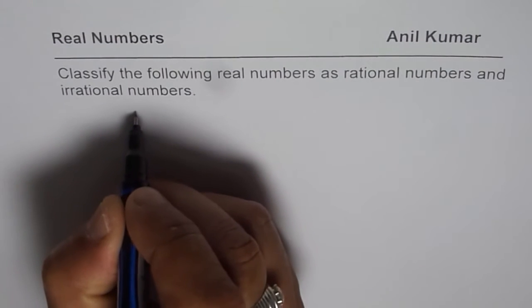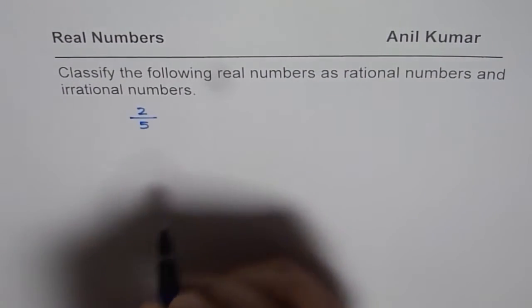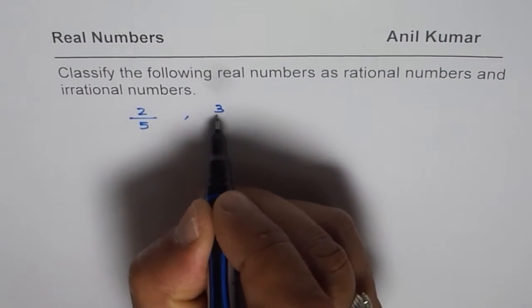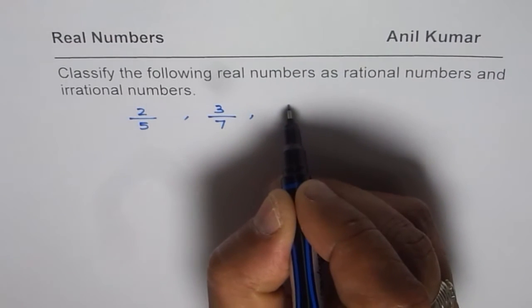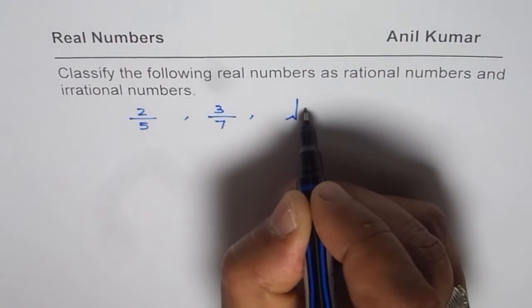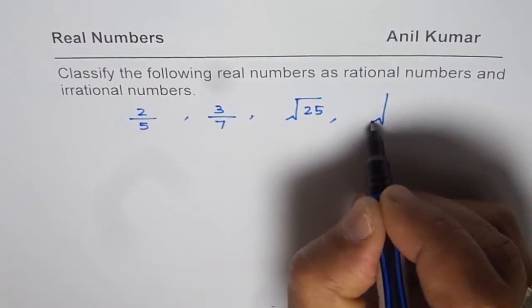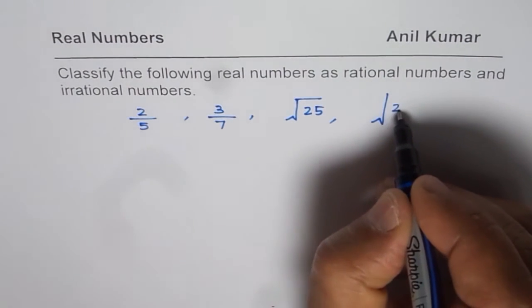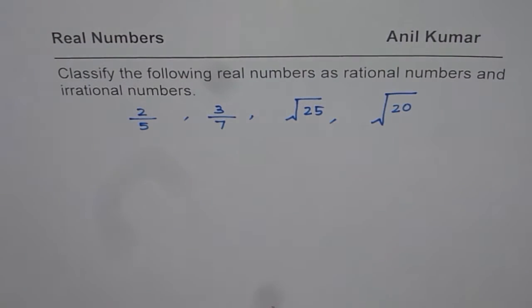So let me begin by saying, let's say 2 over 5, and we could say 3 over, let us say 7. Square root of, let's say 25, square root of 20. Let's say we have these four numbers for us.